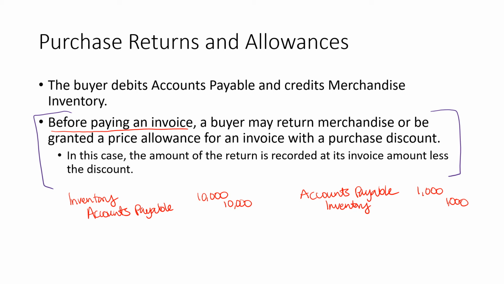So the same will go for a merchandise allowance or a purchase allowance also. The only difference is that with a purchase allowance, typically this is for damaged or defective inventory, but it works the same way. It will be recorded the same way.